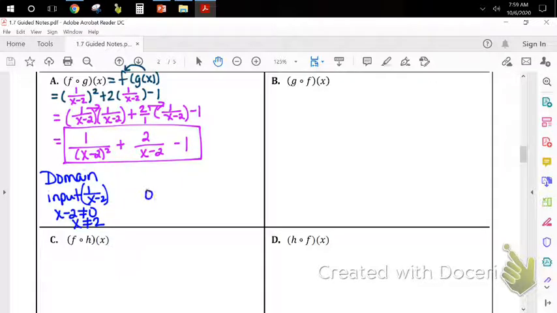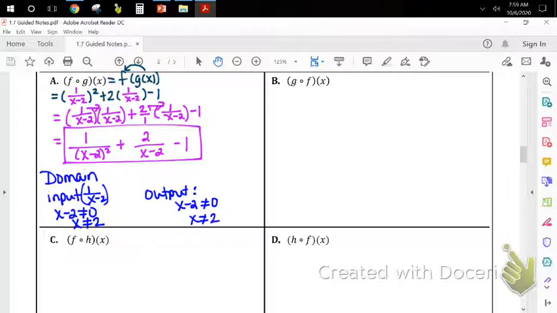Now when I look at my output, that's what's above. I'm not going to rewrite all that. So for my output, what's my restriction? Again, it's a fraction, right? And the fraction says the denominator cannot equal 0. So I see my denominator is x minus 2. Even though that other one is x minus 2 squared, it's still the same. It's going to have that x minus 2 cannot equal 0. We solve this one, add the 2, and we find x can't equal 2 as well.